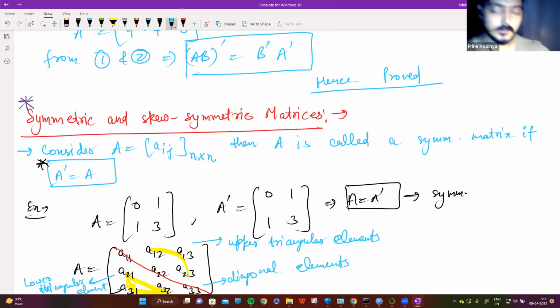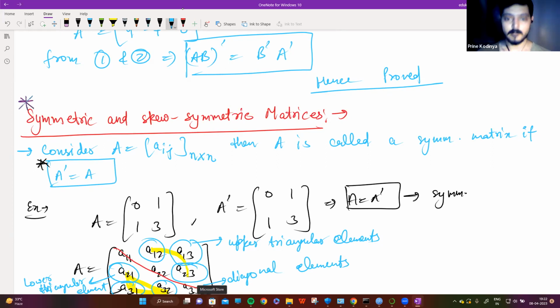Let's understand what is happening in A dash. When we find A dash, for a square matrix, we are talking about square matrices only because they are the most important. We will only discuss these matrices. So all the diagonal elements remain unchanged when we take the transpose. All the upper triangular elements become lower triangular elements, and all the lower triangular elements become upper triangular elements. A13, transpose of A13 would be A31. A12 would be A21. A23 would be A32. Simple. So upper triangular elements will become lower triangular elements.